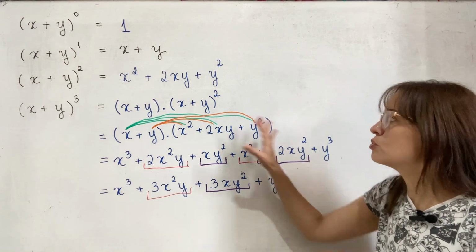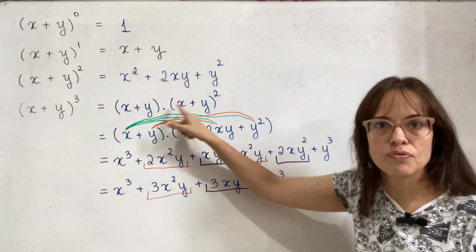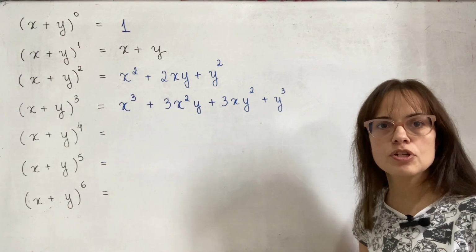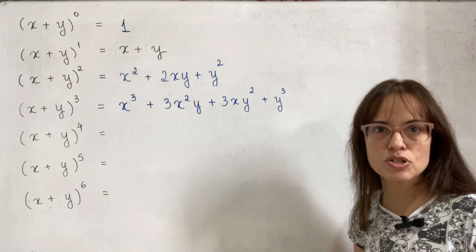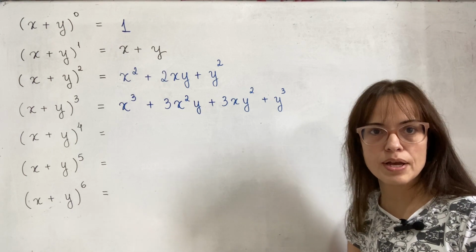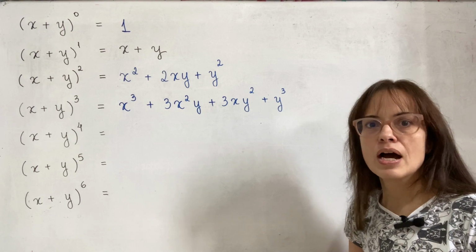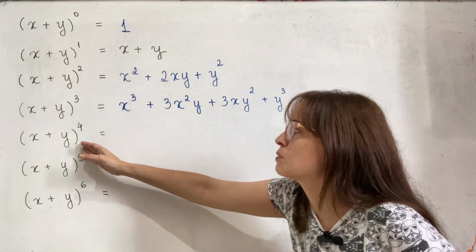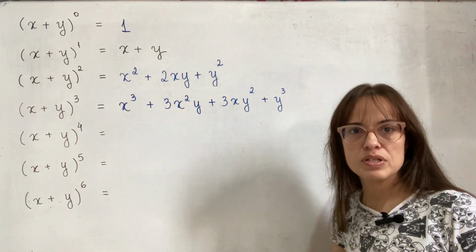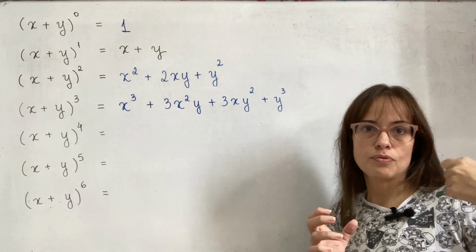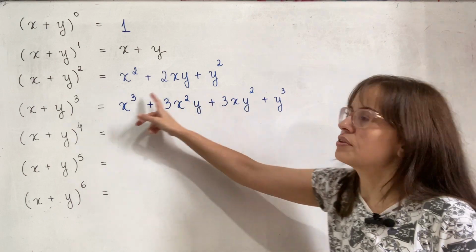So again, I'm going to erase all of these lines and just put the final answer here. And now I want you to pause the video and keep going with this exercise in the exact same way. It's just practice of algebraic skills and distributive. So now you want (x plus y) to the power of 4, which means that you want (x plus y) times (x plus y) to the power of 3, which is the previous one that we've just done.